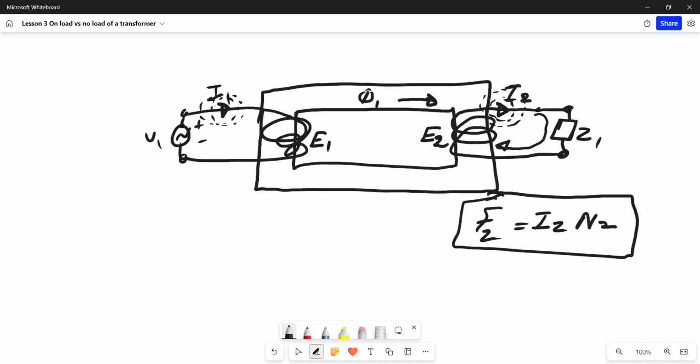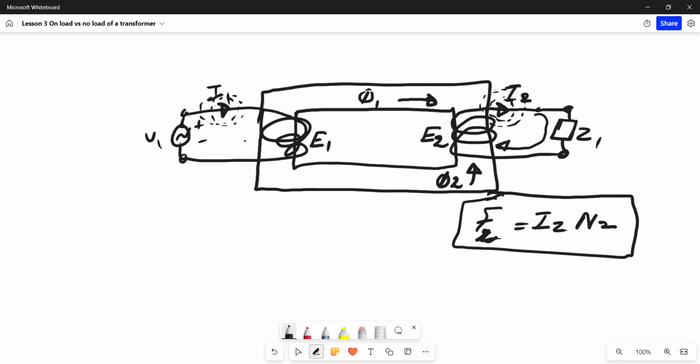So what basically happens is that I2 does the same thing that I1 did. I2 flows through the number of turns and causes F2, which is I2 times N2, and then this F2 will cause a second flux inside the core. Let's call this flux 2. The difference between flux 2 and flux 1 is that they are opposite in direction, so flux 2 will oppose flux 1. But they are not equal in magnitude. Flux 2 will be less.